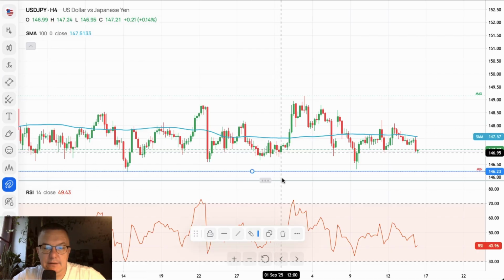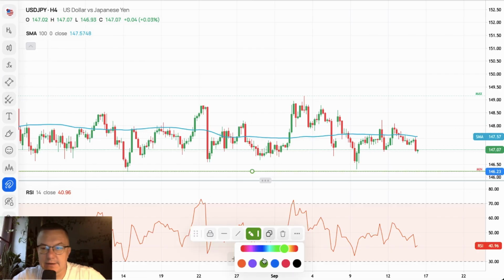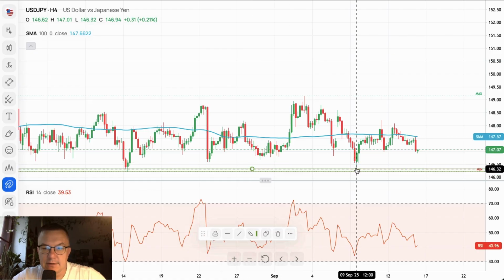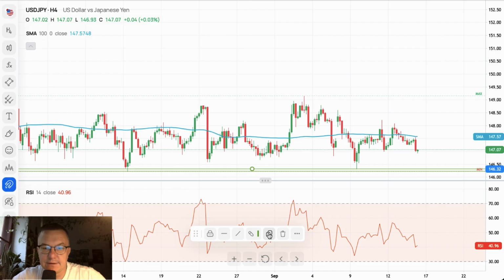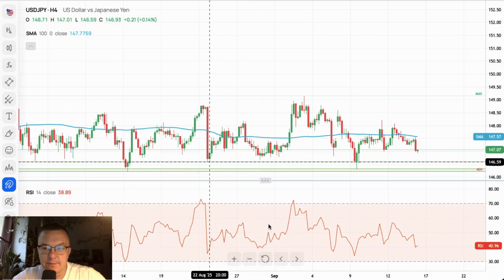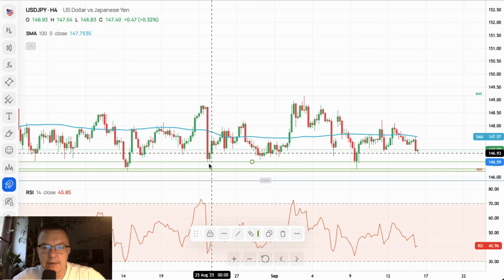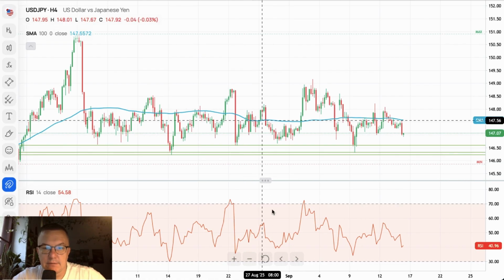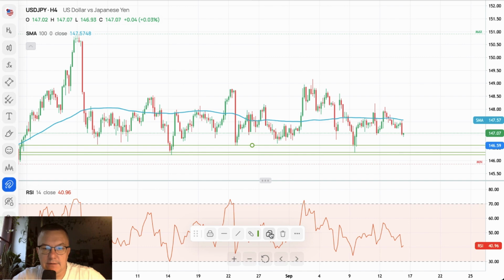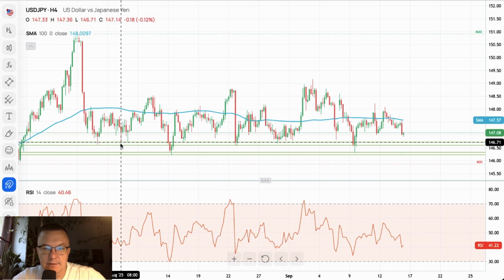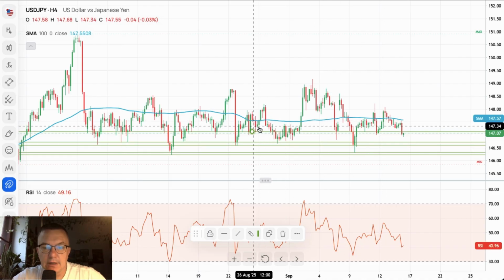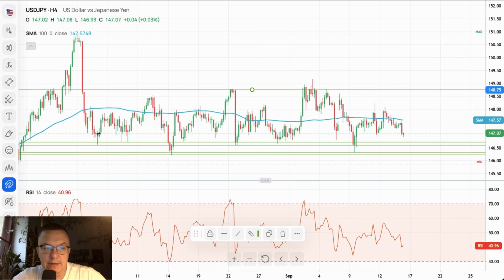We got the demand zone located between 146.20, 146.32, 146.59. Anything else for this zone? I think maybe one more level here will be appropriate. This level here, 146.71. So we got this demand zone here.